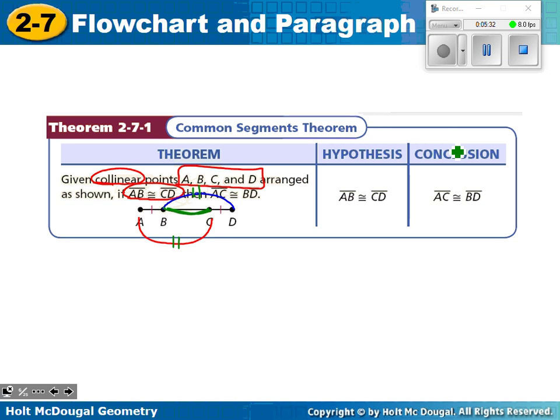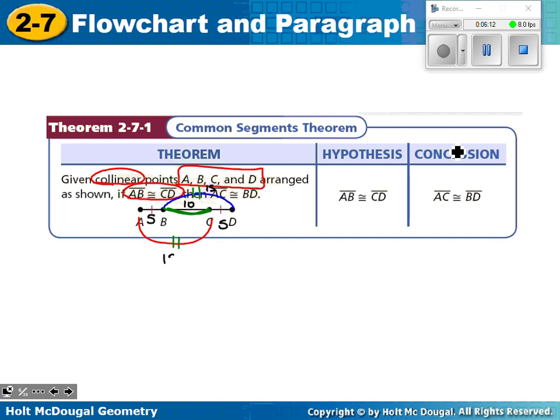In other words, throw in some numbers. If this is 5, what does this have to be? 5. And let's just say that this is 10. So what is AC? 15. What is BD? 15. Because if their little pieces are congruent and the part in the middle they share is congruent to itself, then your part plus your part is going to equal your part plus your part. Okay? It's called the common segments theorem. It's called common segments because they share a common segment. And then if the other parts that are not common are congruent, it makes those pieces added together congruent.